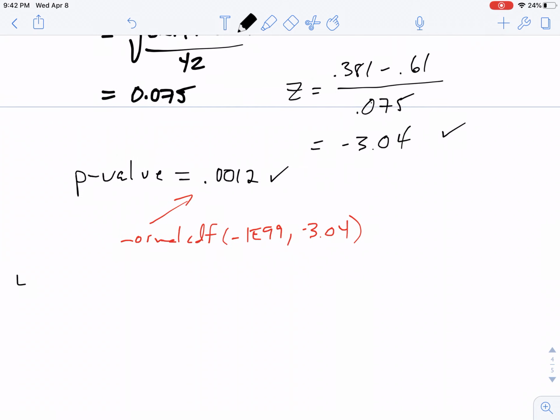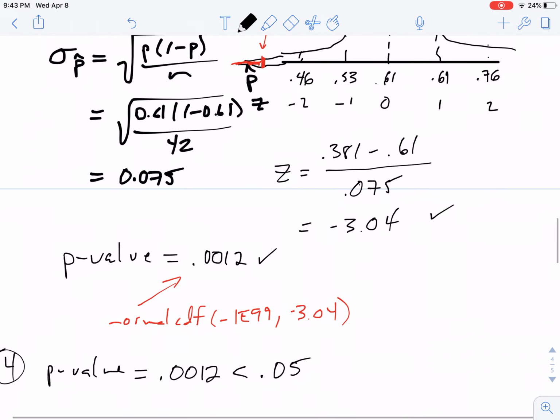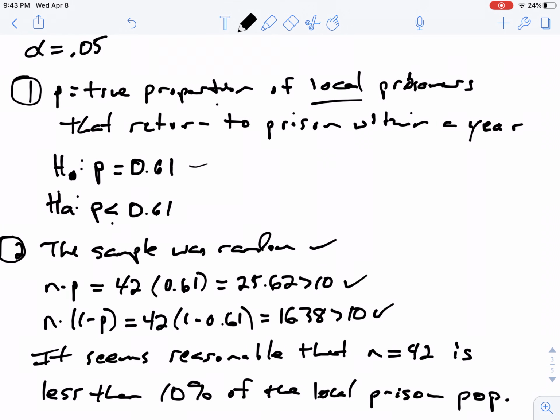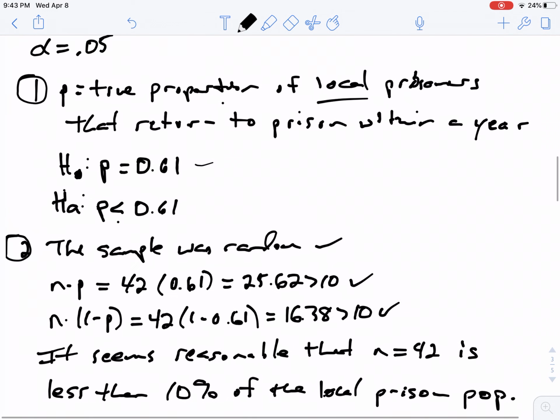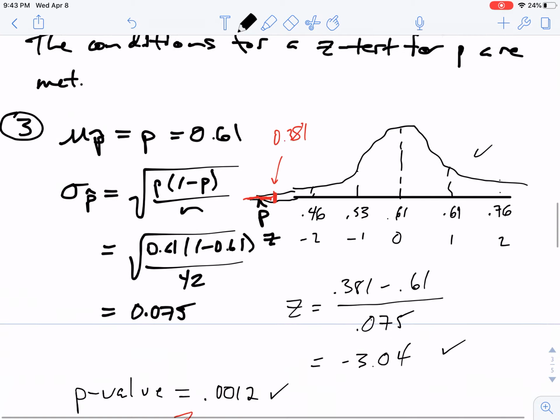Okay, so basically we're done with our calculation. So then step 4 now is where we compare our p-value to our alpha value. So in this case, our p-value was 0.0012, and that number is less than our alpha value of 0.05. So what that tells me is that my sample statistic was in that lower 5% of the sampling distribution, which means that it would be rare to occur if the population proportion was actually 0.61. Okay, so because it's rare for that sample proportion to occur, it means that we probably have evidence that the null hypothesis is false, so we can reject the null hypothesis, which then will give us evidence for the alternate hypothesis.